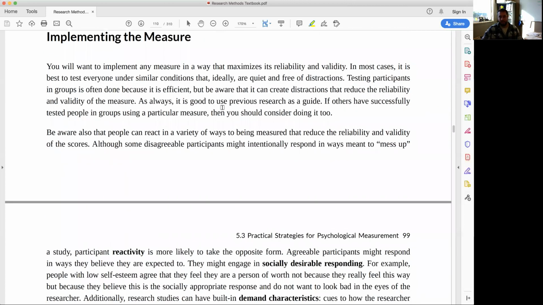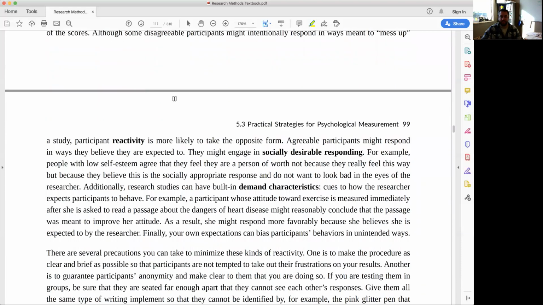Whatever you choose, whether that's creating your own or just using the existing one, you then need to implement it, figure out, all right, where is it best to place in my study? Am I going to run into any issues with vocabulary, right? Is this at too high or too low a reading level for my participants? Things like that. That's all housed within implementing it.